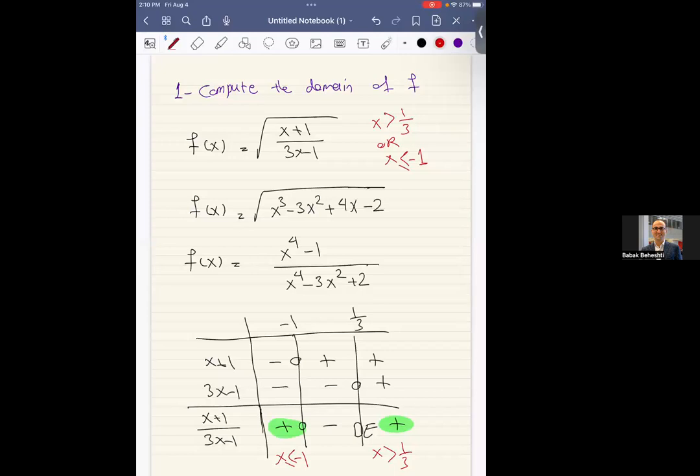How about the second one? How could you do the second one? Factoring, exactly. How can you factor this? Synthetic division or long division. We know that one of the factors here is x minus 1, so you divide this by x minus 1.